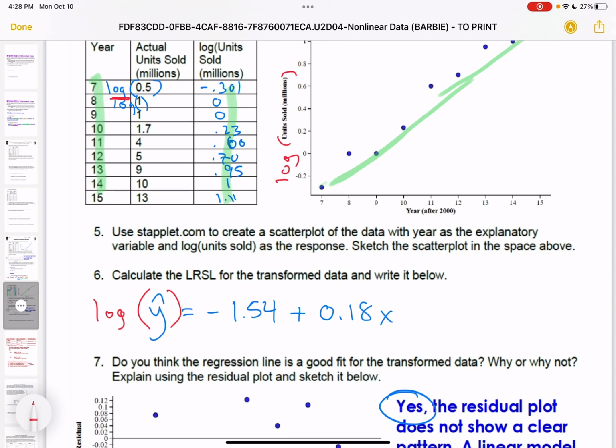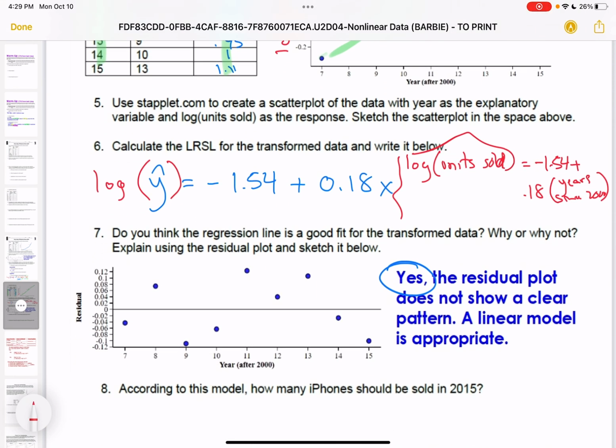It's no longer that. So off to the side here, one other way you could write this would be log of the units sold. Okay, don't forget your predicted, so your hat equals negative 1.54 plus, I'm going to run out of room, but 0.18 times the number of years since 2000. Okay, so remember, you can plug in your context directly in that sense if you'd prefer. But we are now going to use that equation in order to start making some predictions.